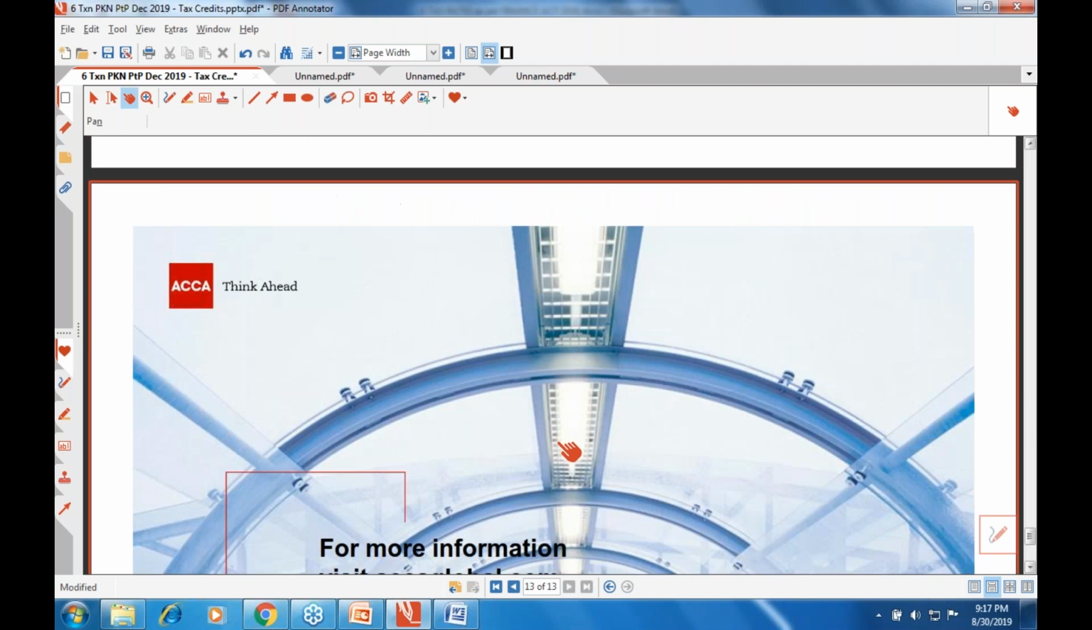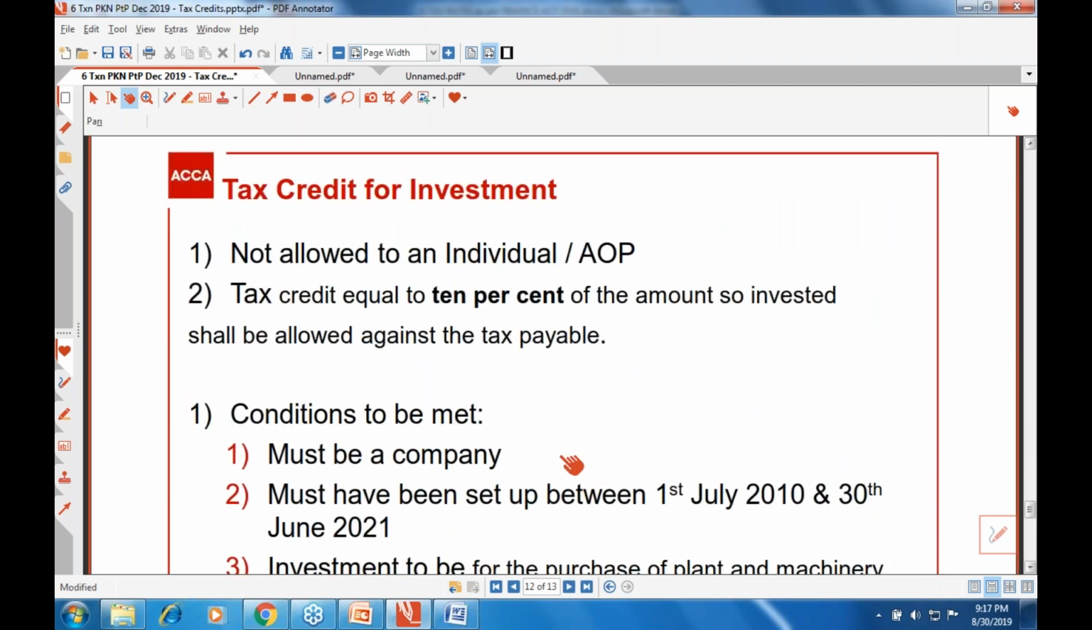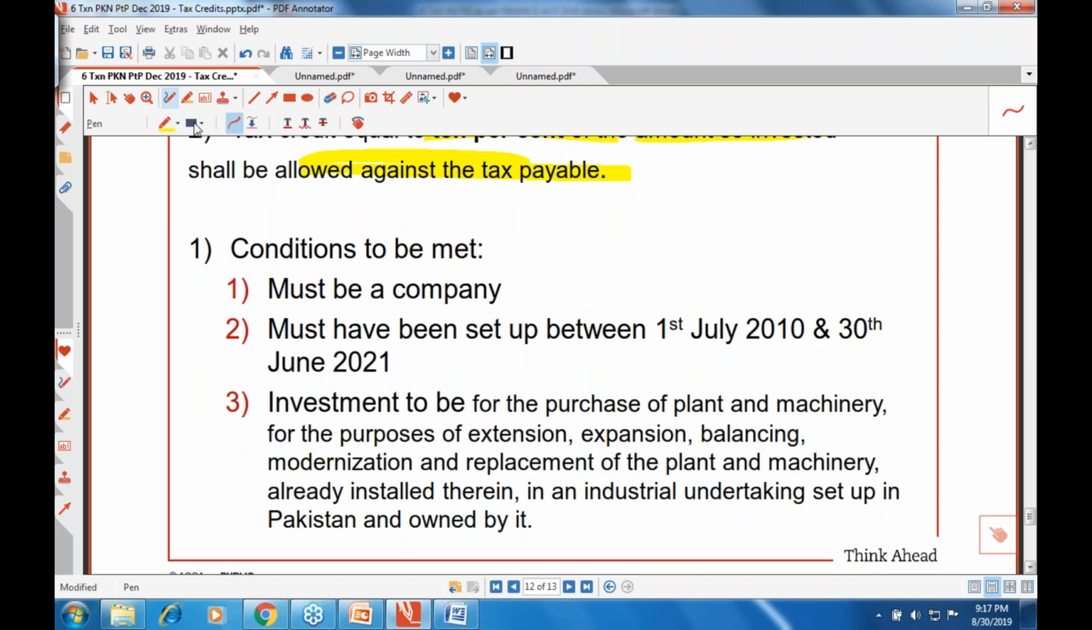Okay, then there is another, which is tax credit for investment, and I have not actually mentioned the other. So tax credit for investment is basically a tax credit equal to 10% of the amount so invested. The amount so invested shall be allowed against tax payable in what case? In the case where you have actually invested for the purchase of plant and machinery for the purpose of extension, expansion, balancing, modernization, rehabilitation, which is BMR, of the plant and machinery already installed in an industrial undertaking set up in Pakistan and owned by it.